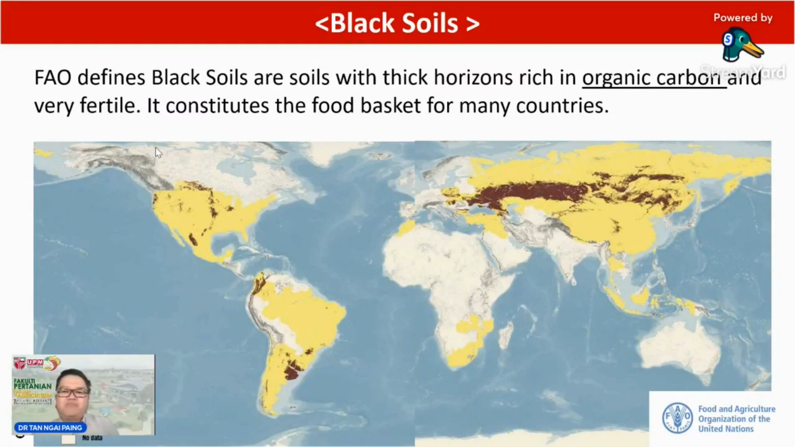So what exactly is black soil? Black soil is soil that is blessed by Mother Nature, rich in organic matter and very fertile. You can see here the black soil, which is a brownish color. It occurs much more in areas like North America, Latin America, somewhere around here, and of course in the Russia and Ukraine region.